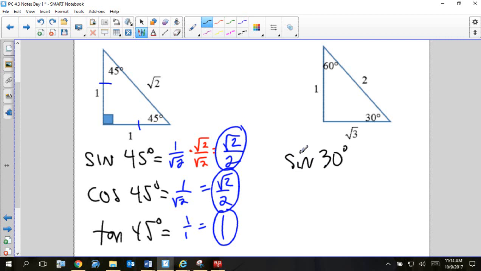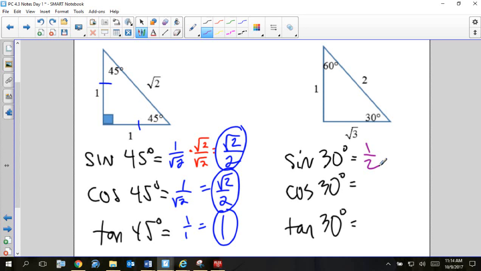30 degrees. Sine of 30 degrees. What's the sine of 30 degrees? 1/2. Wu Young, what's the sine of 30 degrees? No, sine. Yes. Renine, what's the sine of 30 degrees? Andrew, what's the sine of 30 degrees? Gage, what's the sine of 30 degrees?